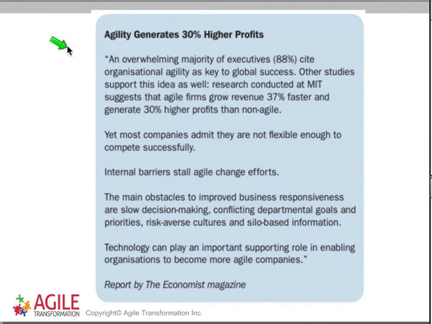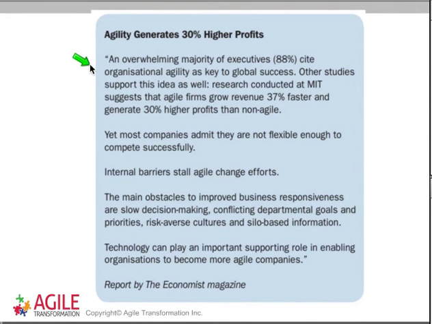So some of you might look at all this and say, well, this is all kind of soft stuff. This is all, as one director said, foo-foo. You know, engaging the teams and empowering them and making them feel good. How does that impact my bottom line? Well, of course it does. Agility generates 30% higher profits. Who said that? The Economist magazine.